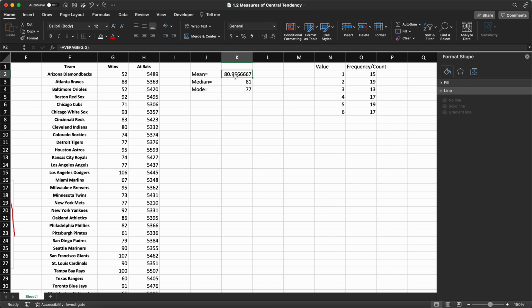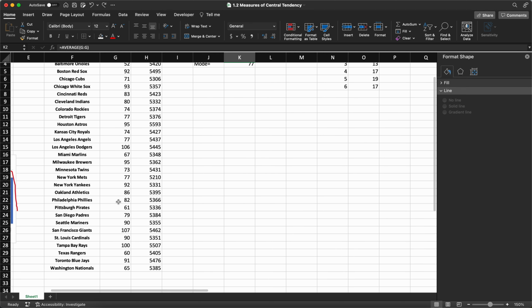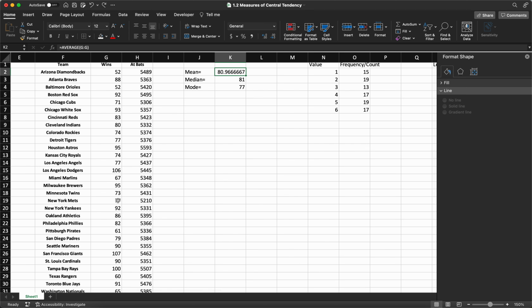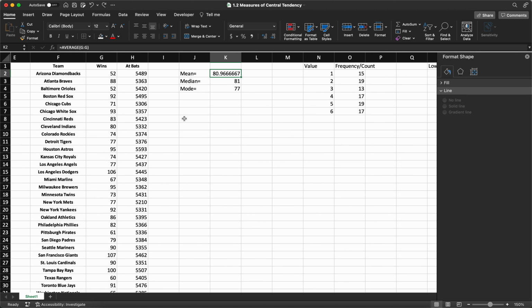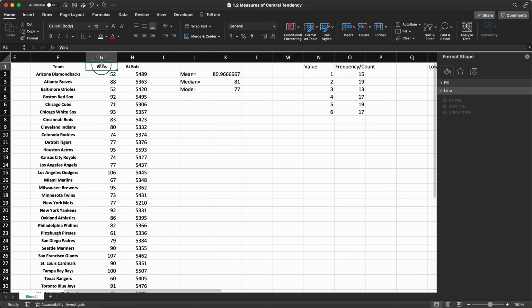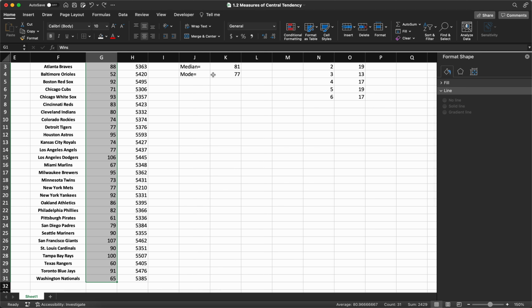Notice it didn't really change the mean at all. I think it changed it slightly. What happened? The mean went down slightly. The median stayed exactly the same. And what do I notice about the mean and the median? I notice that they are very close together. For this data set going from 52 to 107, for that range of values and the size of the values, 80.96667 and 81 are basically the same exact number, which tells me that this is probably a symmetric distribution.